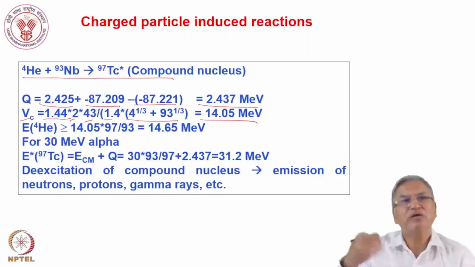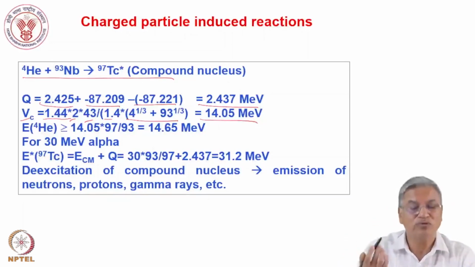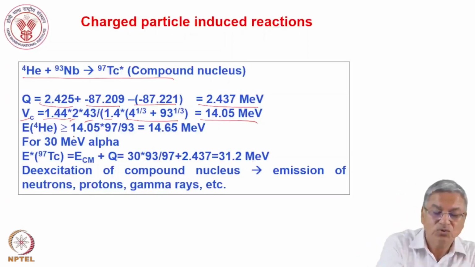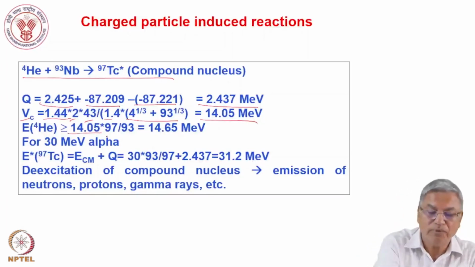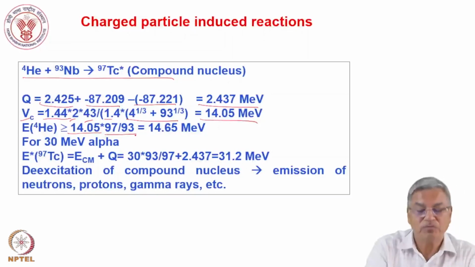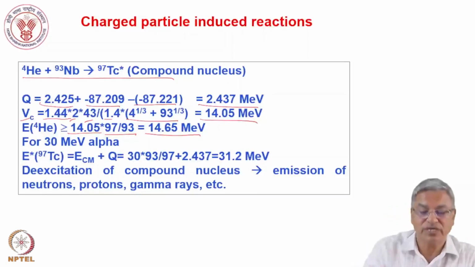So let us try to calculate the minimum energy of the alpha that will induce the reaction, or the threshold for the Coulomb barrier. This is the energy available in the center of mass, and it will be multiplied by the mass ratio, 97 upon 93, compound nucleus upon target. So the alpha particle should have 14.65 MeV energy to induce this reaction. This is the threshold for the Coulombic barrier.